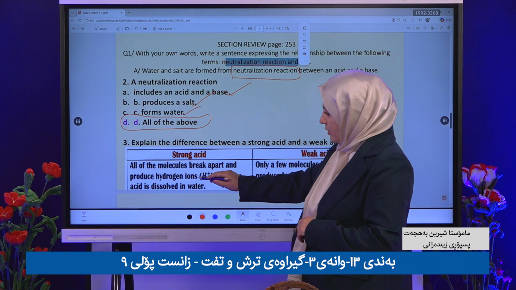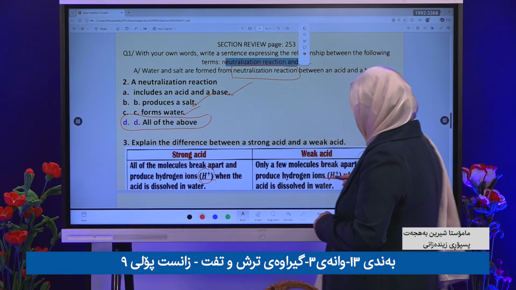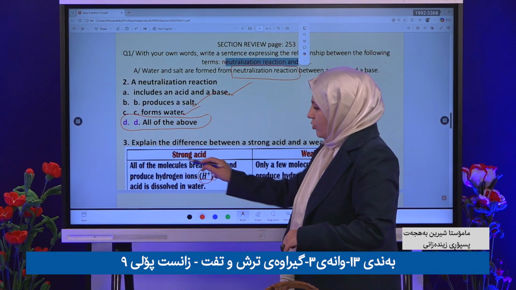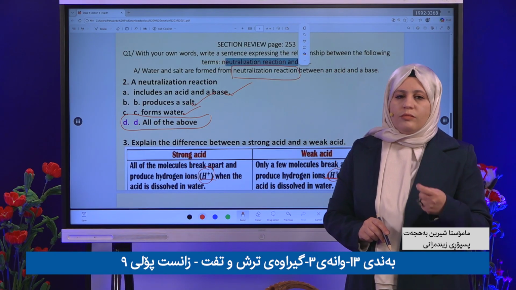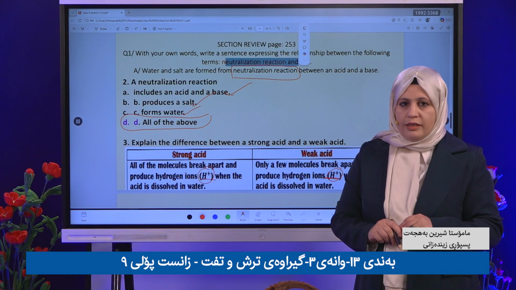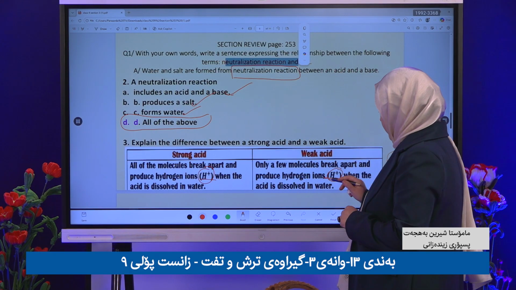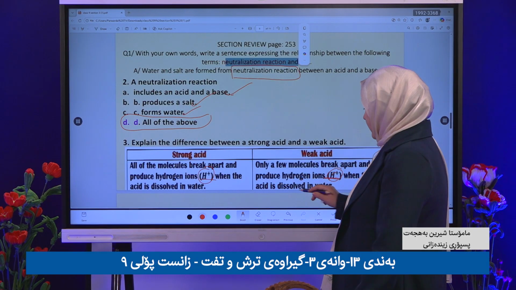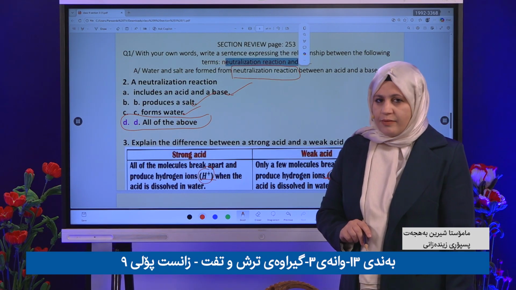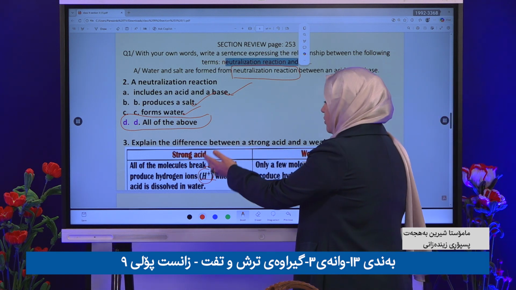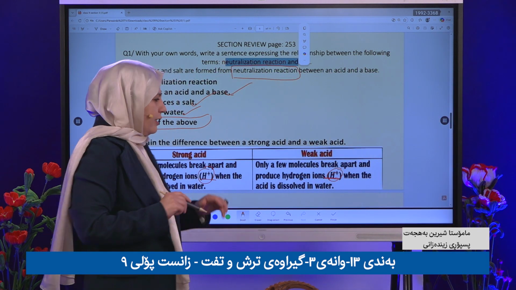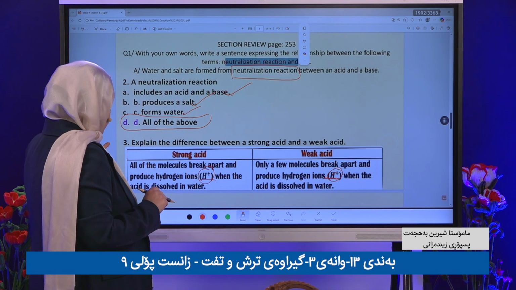In both, we get hydrogen ions. Be careful, but in a strong acid, we get more hydrogen ions, okay? We get hydrogen when dissolved in water. Clear? And they both have conductivity, right? They conduct electrical current. Clear?